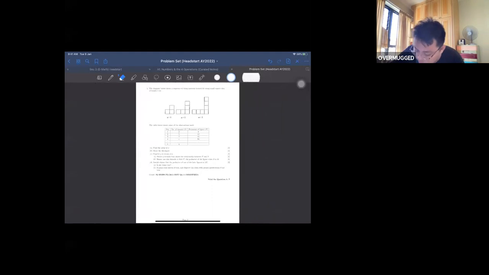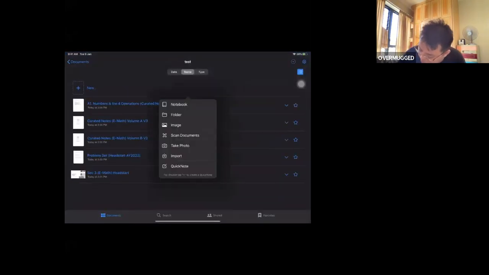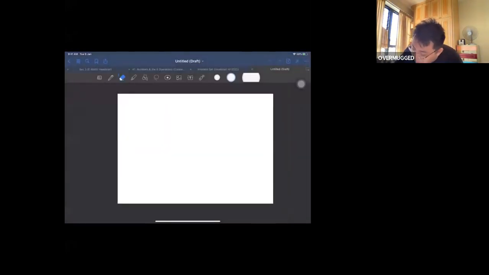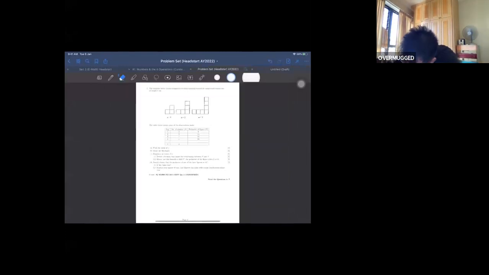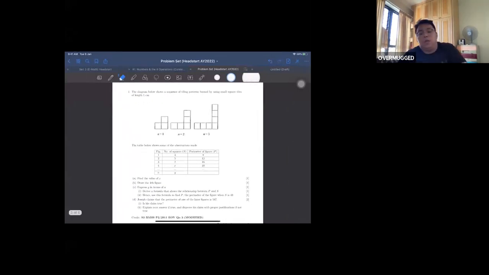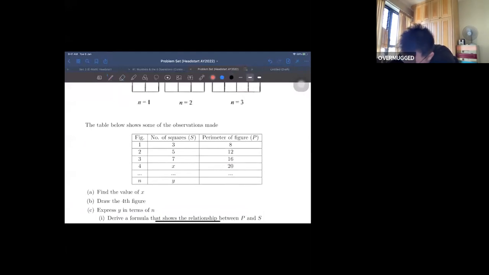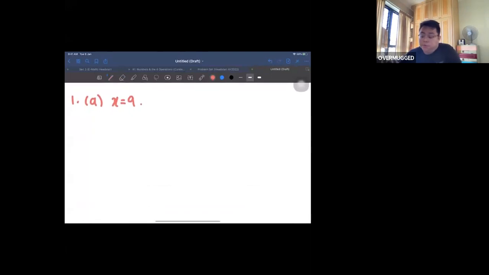Okay, so I'll write on a separate document. Later I'll upload this handwritten document as well. Let's go. This is the question. The question says that I need to find the value of x. So let's look at the pattern. There's a 3, there's a 5, there's a 7, there's an x. So obviously the answer is going to be 9. For part A of question 1, x is 9. We don't need any explanations. This is pretty straightforward, so we can just move on.